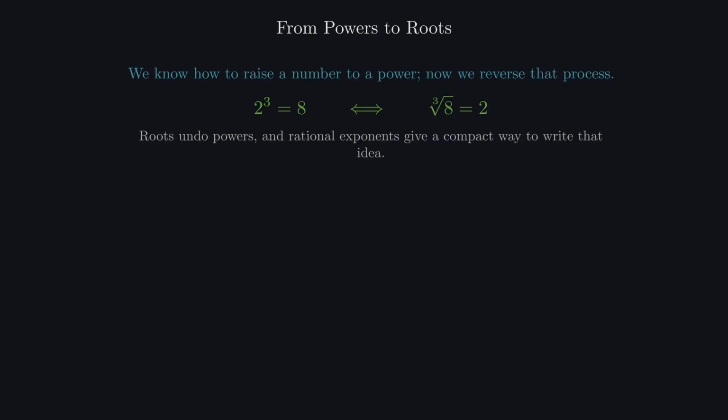We already know how to raise a number to a power. Now we are going to reverse that process. 2 cubed is 8, and going backwards, the cube root of 8 is 2. So a root simply undoes a power. And in a moment, we'll see that a rational exponent is just a compact way of writing that same idea.